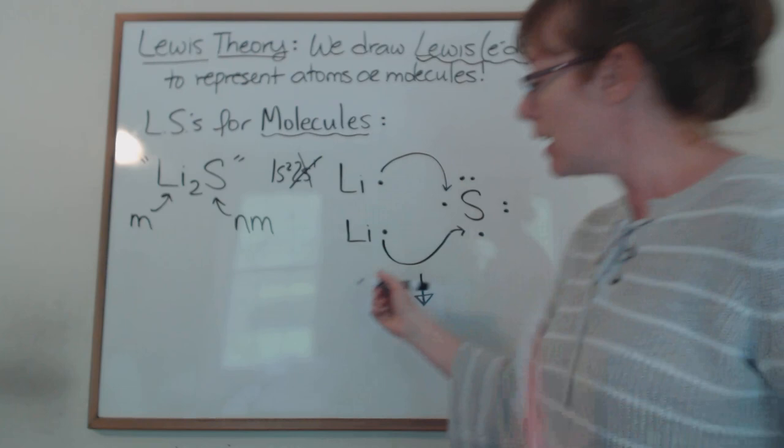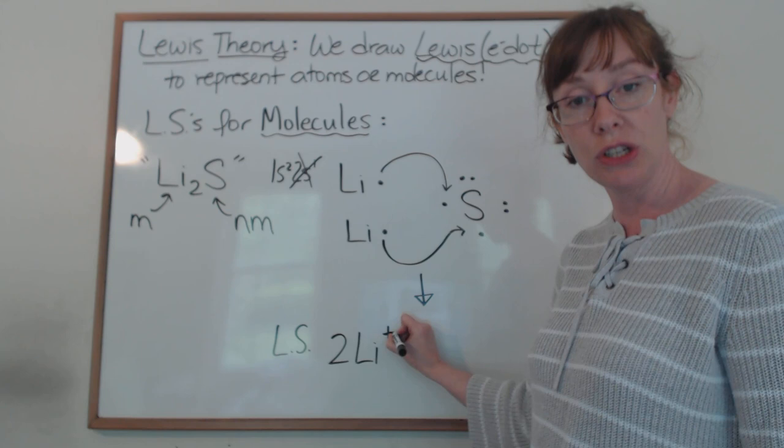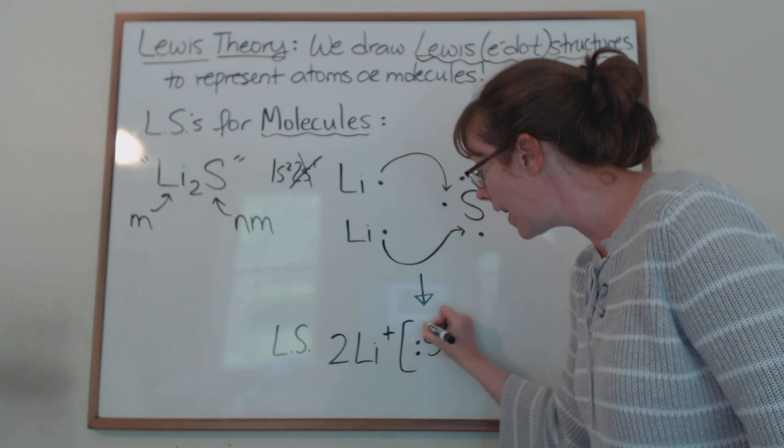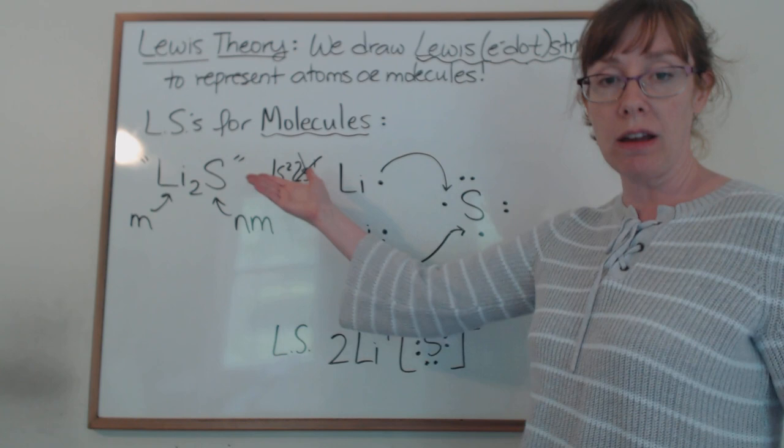You would have to say 2Li+. You would use a 2 right there to indicate that you have 2 lithium cations. And then enclosed in brackets, you would have your sulfide anion with its charge outside, 2 minus. All right, and that is how you would draw the Lewis structure for that compound, just like that.